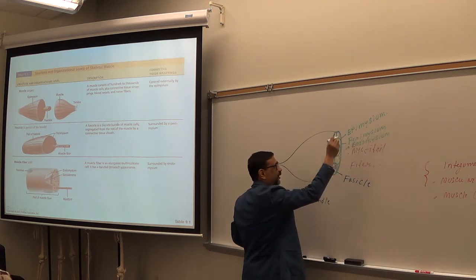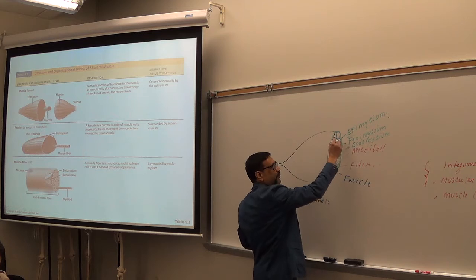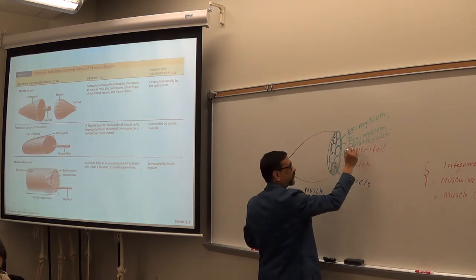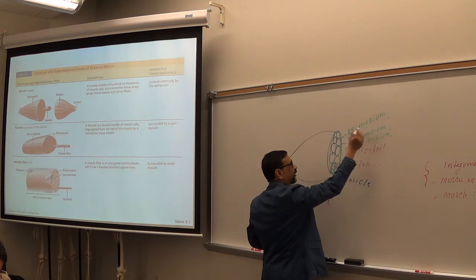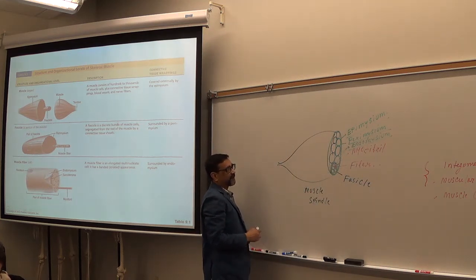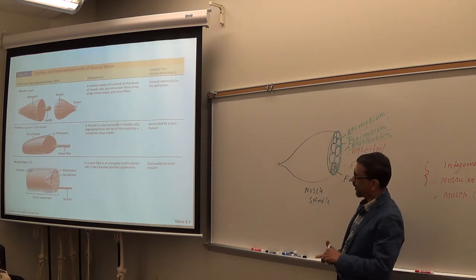So those are the coverings. The whole muscle is covered by epimysium, fascicles by perimysium, muscle fibers by endomysium. Okay? So those are three coverings. That's the structure of the skeletal muscle.